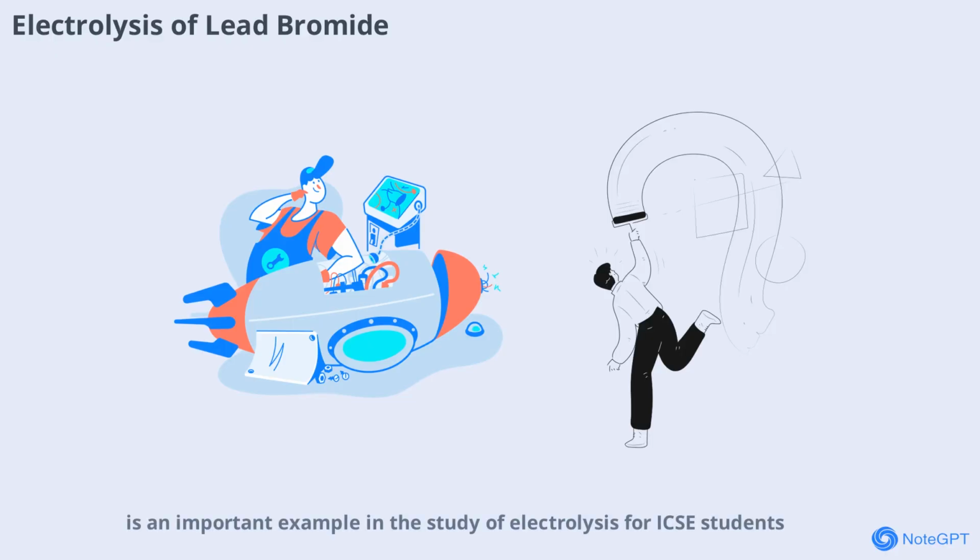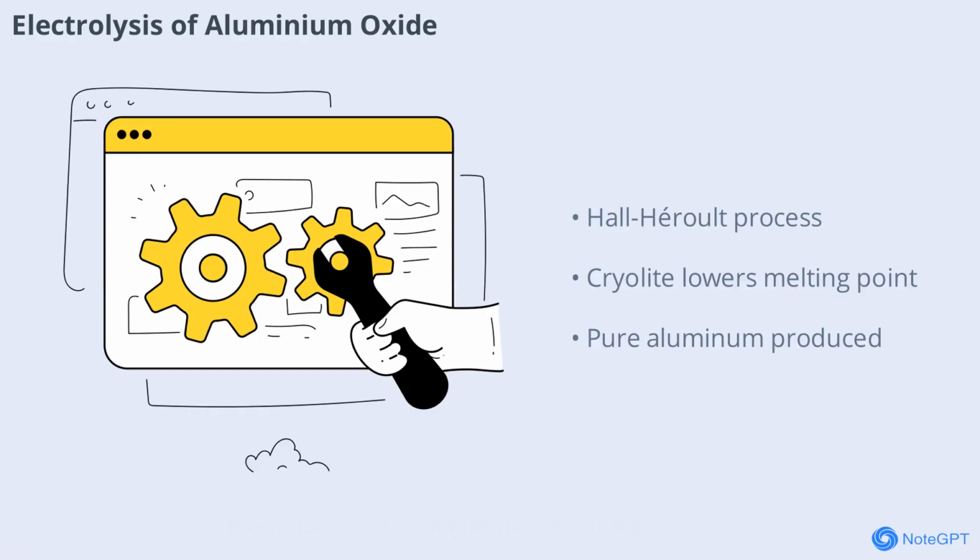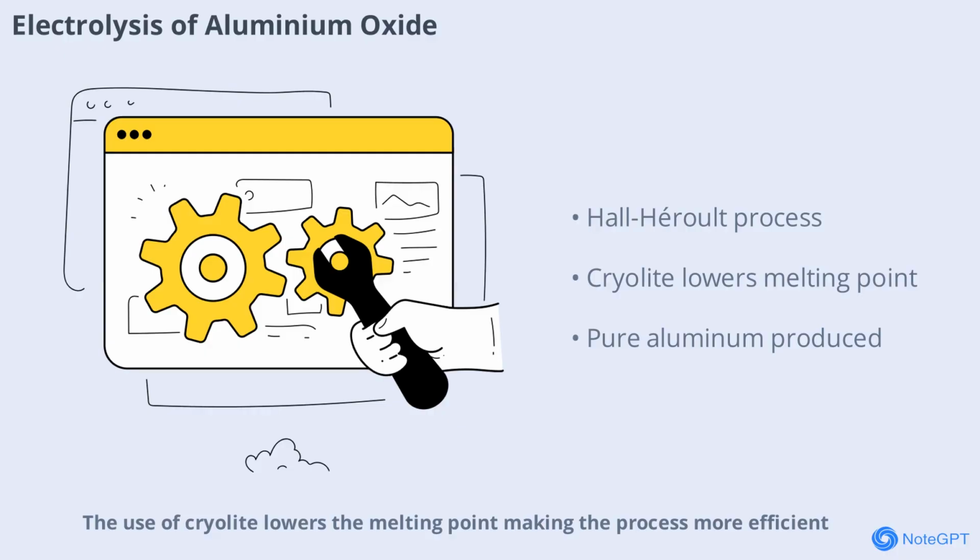Extraction of aluminum from its ore, bauxite, involves the electrolysis of aluminum oxide dissolved in molten cryolite. This process, known as the Hall-Héroult process, is energy-intensive but essential for producing pure aluminum metal. The use of cryolite lowers the melting point, making the process more efficient. This is a prime example of electrolysis in large-scale metal extraction.